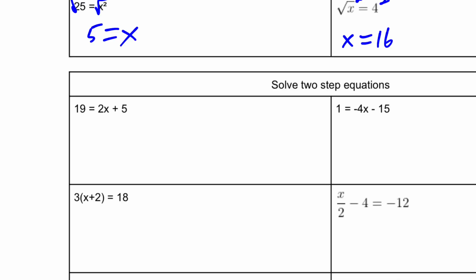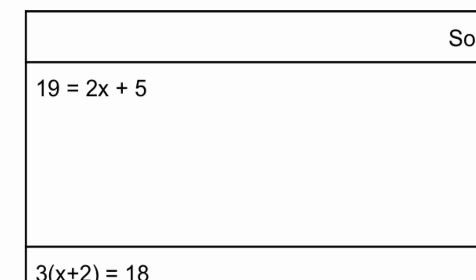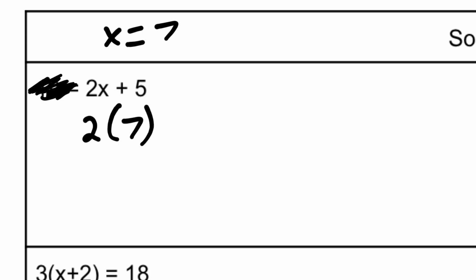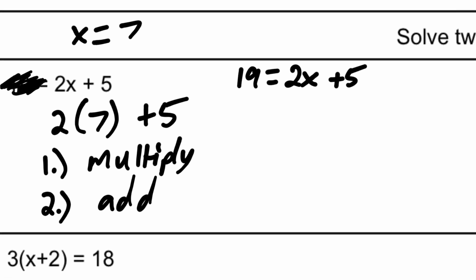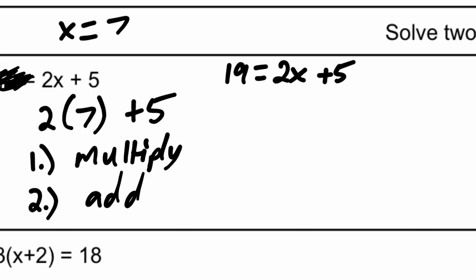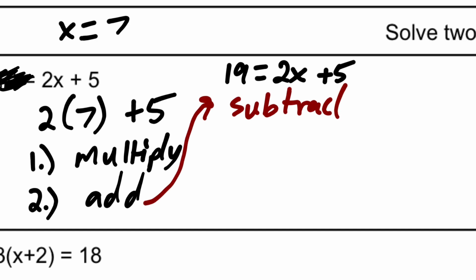Next up is two-step equations. So let's talk about how you figure out the order. Let's say, for example, that you were told x is equal to 7, and we were just looking at this part over here. You would take 2 times 7 plus 5. The first thing you would do is multiply, and the second thing you would do is add. That's called following the order of operations. If you want to undo this, we follow the reverse order. First, we subtract, and then we divide.